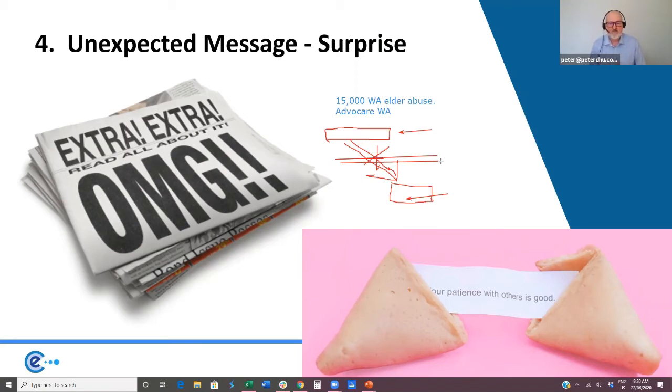So good morning, everyone. My name is Peter Dew, and I want to talk to you about bridging the gap between Aboriginal health and the rest of Australia's health. So that's the model. That's a model for giving people surprise.